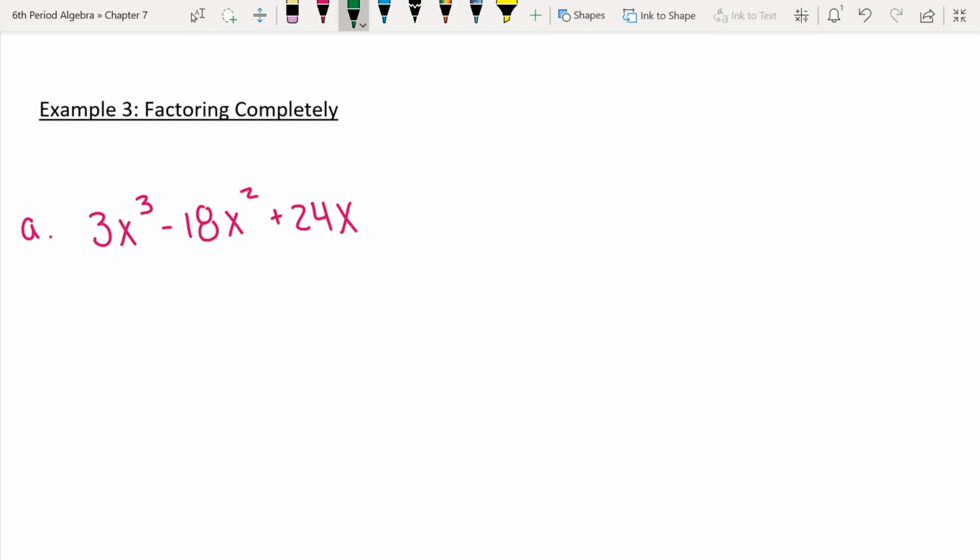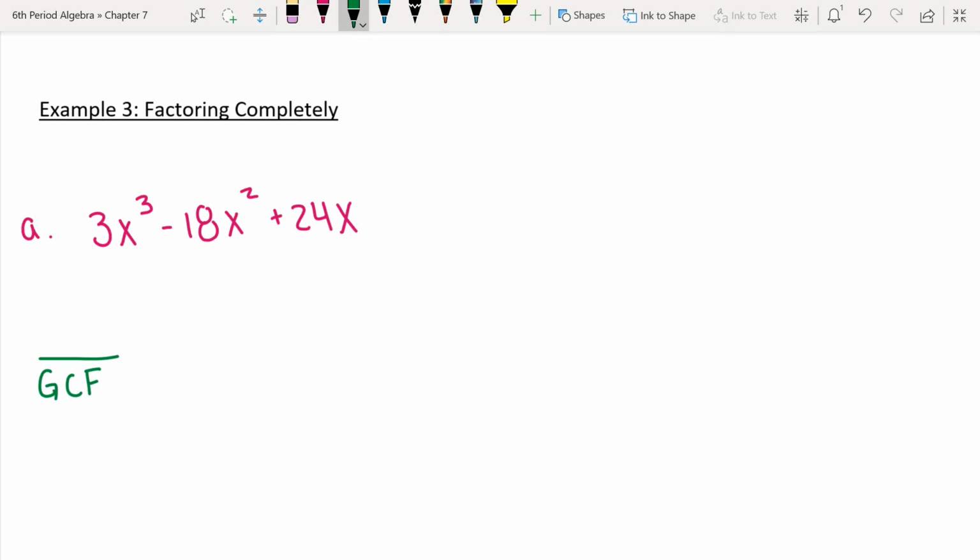So let's just see what's happening here. Example 3a, we have 3x cubed minus 18x squared plus 24x. So I see I have 3 terms, okay? So I need to start with, is there a GCF? Is there a greatest common factor between all 3 terms? I will be extremely clear for right now and label out what is my GCF.